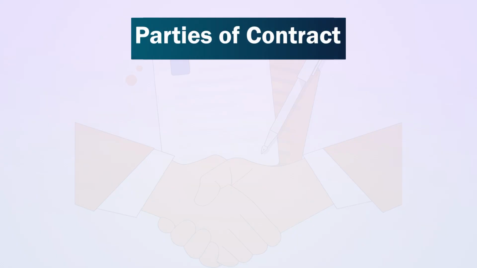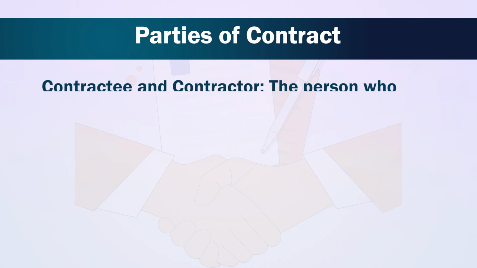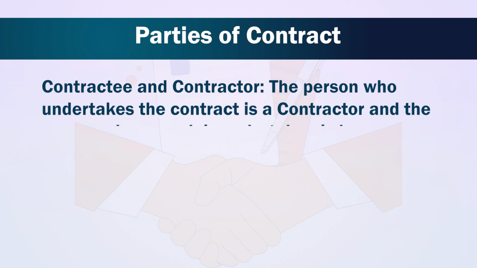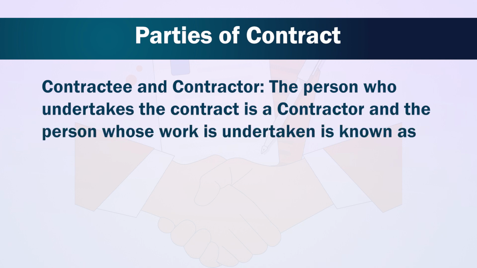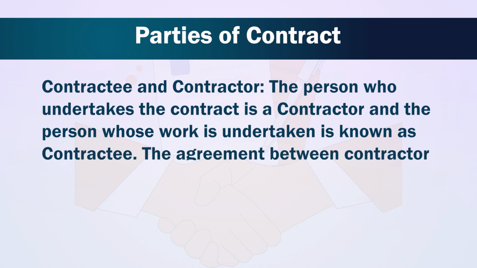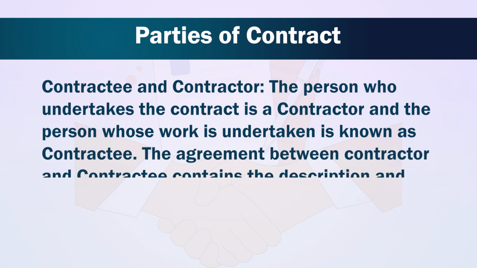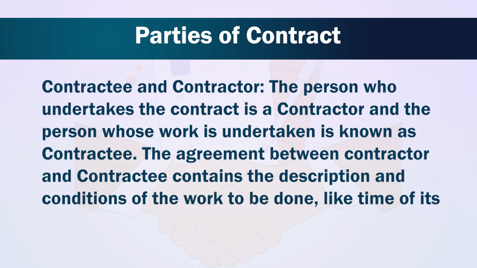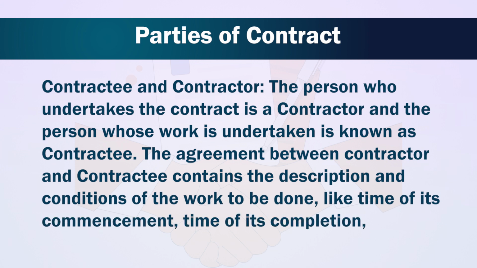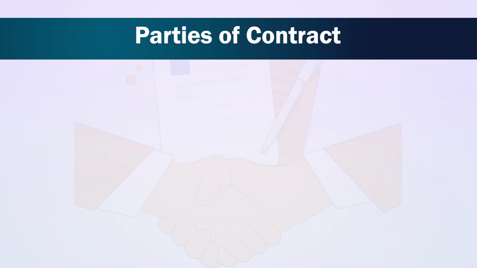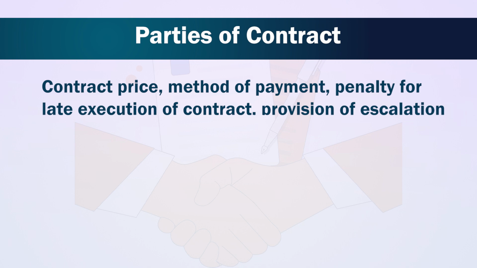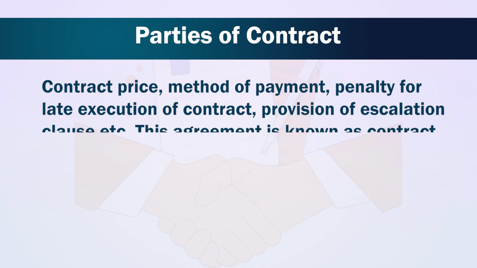Let's understand parties of the contract, contractee and contractor. The person who undertakes the contract is a contractor and the person whose work is undertaken is known as contractee. The agreement between contractor and contractee contains descriptions and conditions of the work to be done, like time of its commencement, time of its completion, contract price, method of payment, penalty for late execution of contract, provision of escalation clause, etc. This agreement is known as a contract.